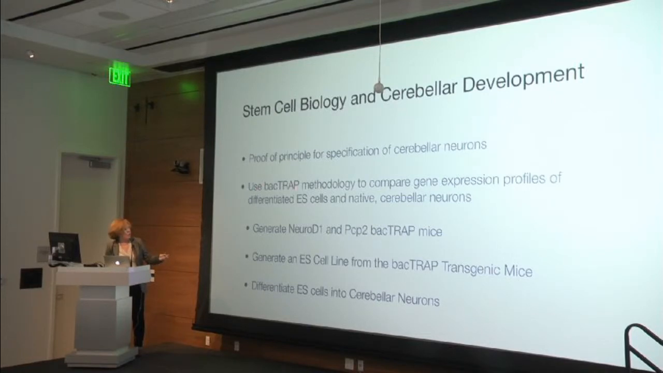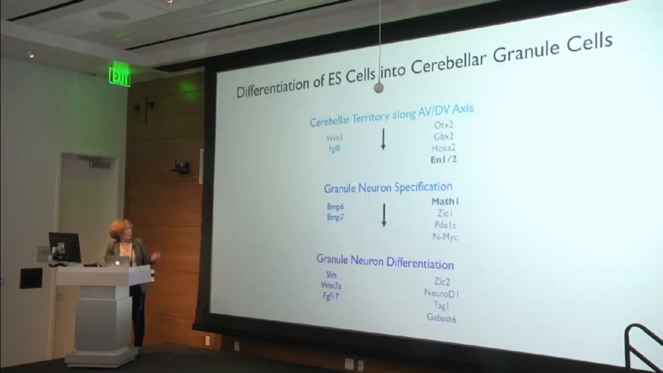So what we did was we took the BAC TRAP mice that Nat generated, the transgenic mice. Then we generated ES cell lines from the BAC TRAP lines, differentiated them into cerebellar neurons. I won't bore you with the developmental biology of the cerebellum. We used a strategy, which is basically proof of principle of the development, to first induce the cerebellar territory along the AP axis, here Engrailed 1 and 2. Kathy Millen's in the audience who discovered Engrailed 2. And then to induce granule cell specification. The BMPs are very critical for this.